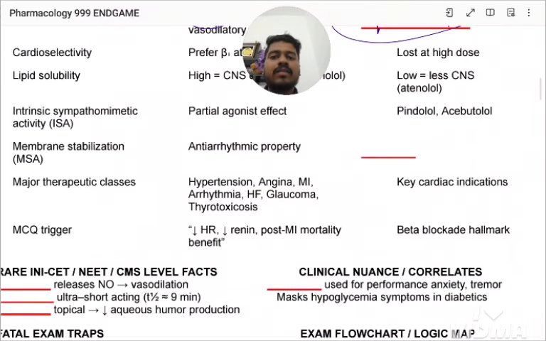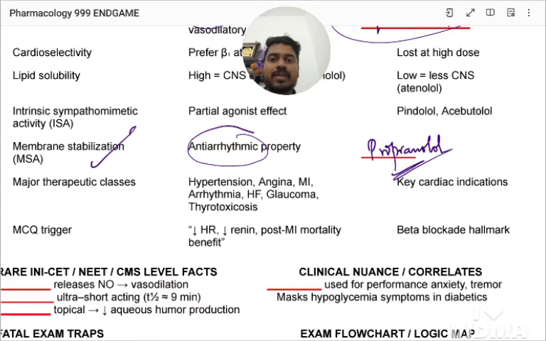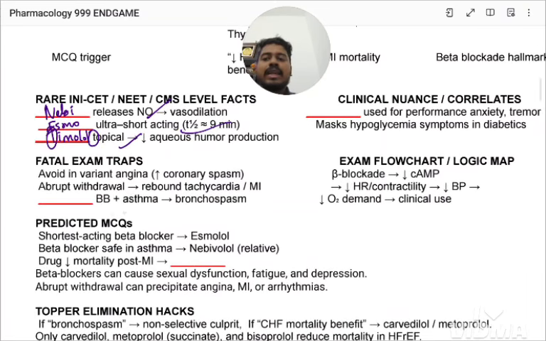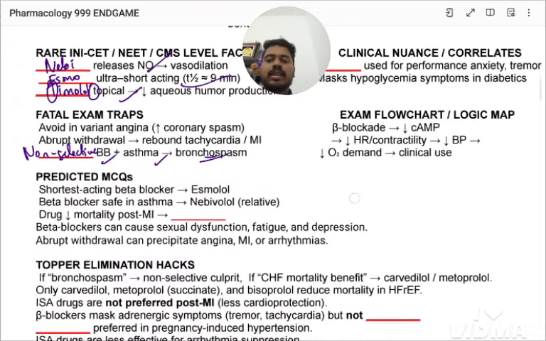Next, which has anti-arrhythmic property used as membrane stabilization? Propranolol is used for membrane stabilization and as anti-arrhythmic. Now, what releases nitric oxide and causes vasodilation? Nebivolol is the answer. Which is the shortest acting? Esmolol. Which is the topical beta blocker? Remember, topical T for T, timolol. Next, dash beta blockers plus asthma is bronchospasm. First generation, that is non-selective.